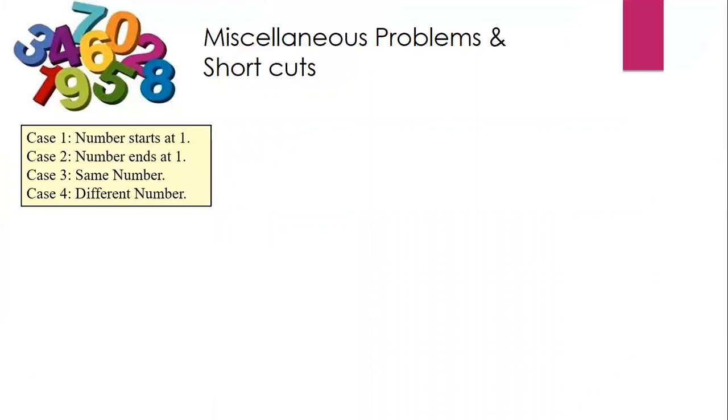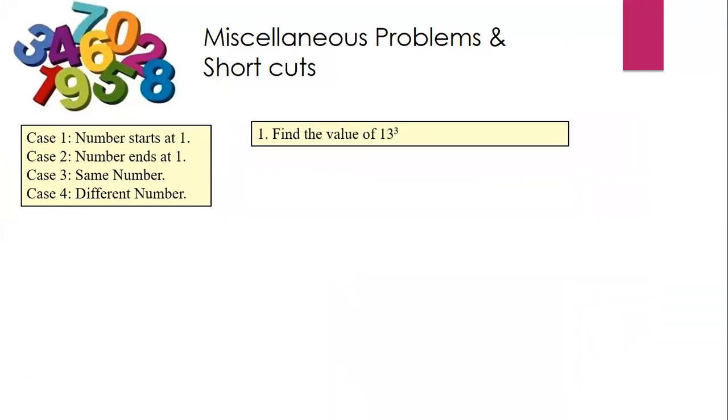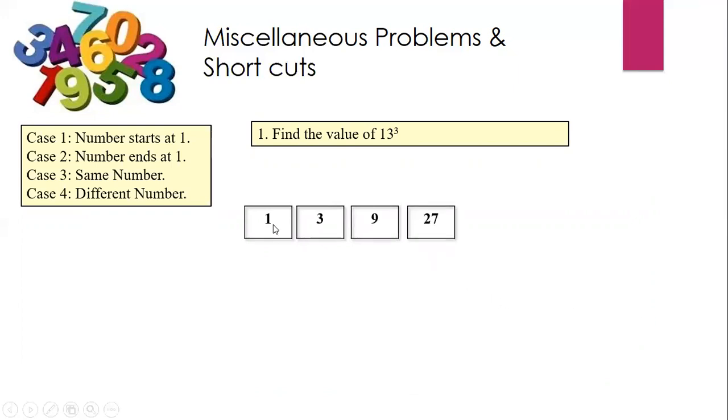The first case: numbers which start with 1, for example 11, 12, 13, 14, 15, 16, 17, 18, 19. Say we want to find the value of 13 cube. First, we fix 1, then 3. Geometrically, you increase like 1, 3, 9, 27, like a GP. After that, leave the first and the last, and double the second and the third. When we double 3, we get 6. When we double 9, we get 18. After this, the only thing we do is add.